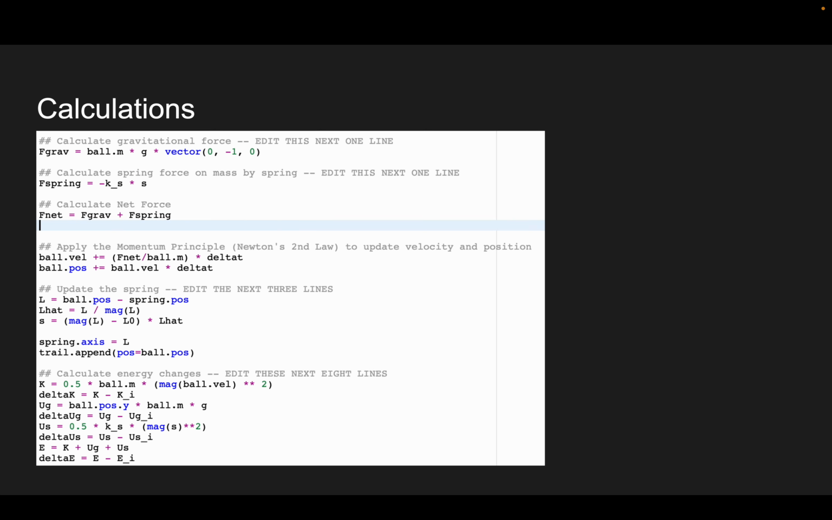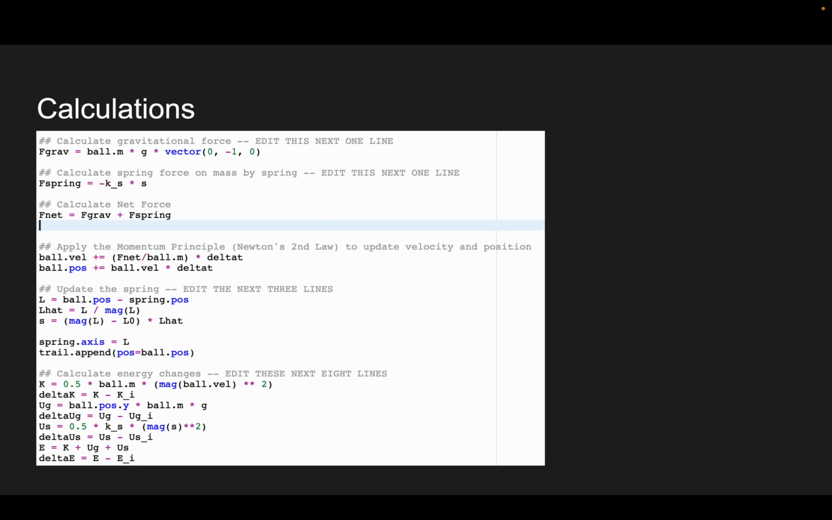And now we get to L. The calculation of L is just the relative position of the ball with respect to the spring, so we just subtract ball.pos minus spring.pos. To get s, it's basically the difference between L and the relaxed length, so we use the magnitude of L, and we give it direction using L hat.